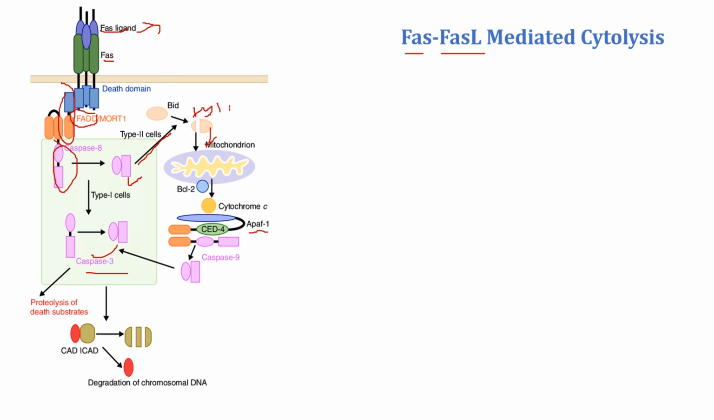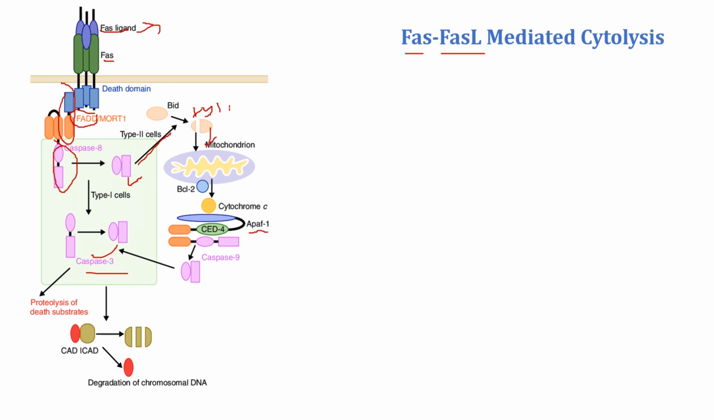APAF1. Okay, it's also known as the CED-4. APAF, that is the apoptotic protease activating factor. Okay, this is the most important key factor involved in the initiation of apoptosis. Now, in humans and mammals, CED-4 is homologous to APAF. Okay, that is, APAF is a cytoplasmic protein. They play, as described, a crucial role in the apoptotic pathways.